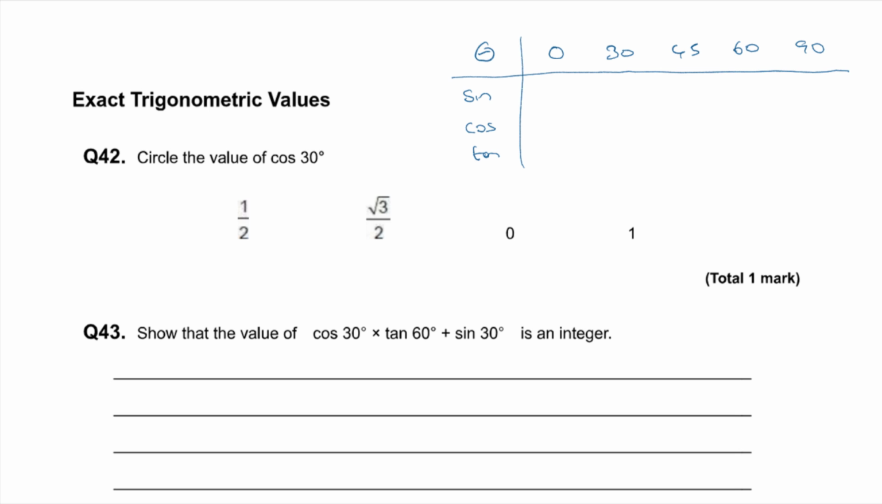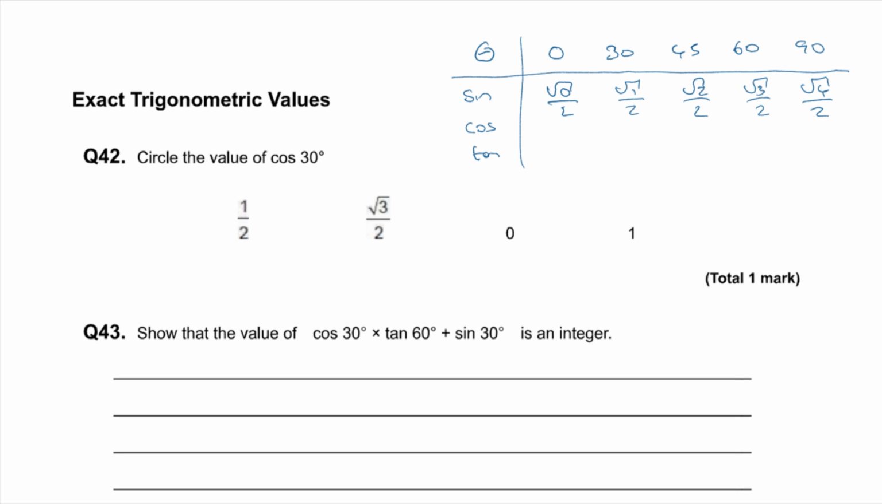Okay, so what I do is I just take the numbers root 0, root 1, root 2, root 3, root 4. Can you remember that? 0, 1, 2, 3, 4. And put a root sign over it, and then put all those over 2, over 2, over 2, over 2, over 2. They're your sine values.